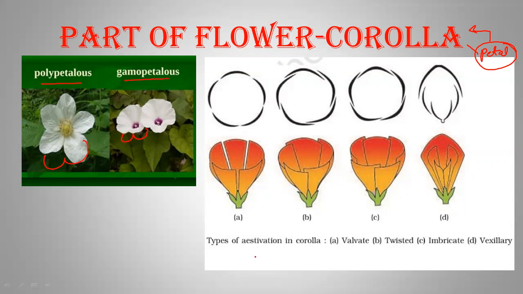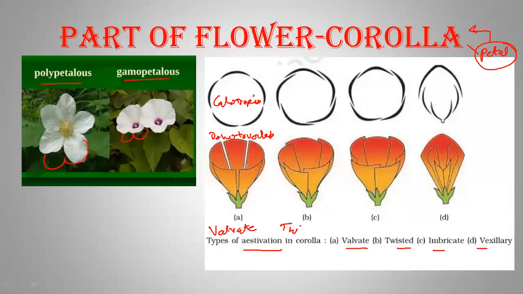Arrangement of petals in a flower is called aestivation. That is also of four types: valvate, twisted, imbricate, and vexillary. First, we talk about valvate. In valvate, petals touch each other at the margin, but they do not overlap. Example is calotropis.